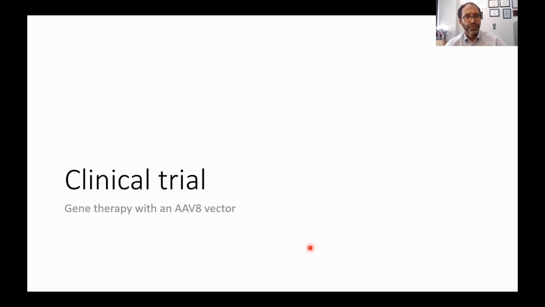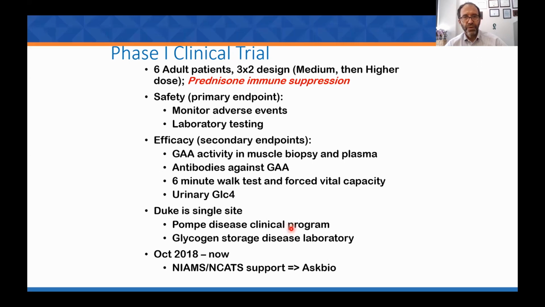So moving ahead then to the clinical trial, and this is based in Duke, a single site. It was supported by 2 institutes at NIH, and then the support switched over to AskBio, our current sponsor. It was a typical design for a phase 1 clinical trial where the main concern is safety. 2 groups of 3 participants each for a medium and then a higher dose. And this did feature prednisone immune suppression from the beginning. More on that in a second.